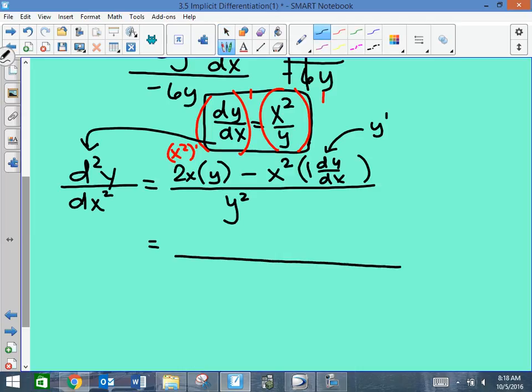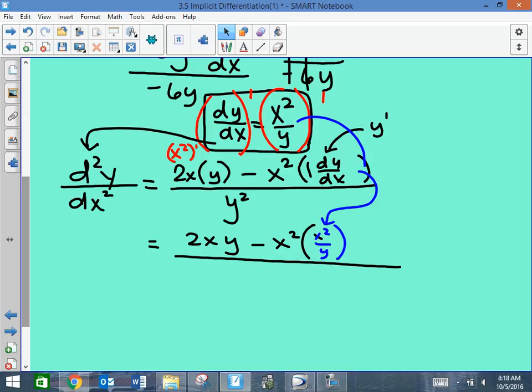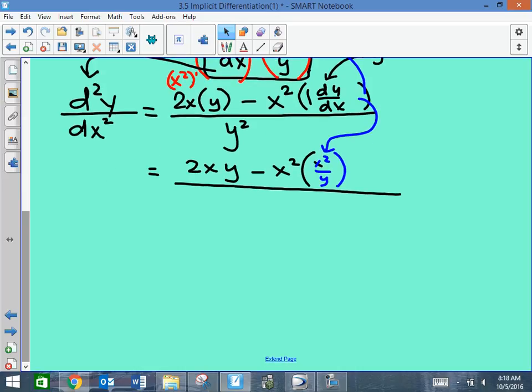Let's see what we can simplify. 2xy minus, what is dy/dx? So I'm going to put that in here: x squared over y from here. Okay? All right, now I'm going to simplify. Again, I'm leaving the second derivative alone because that's what I want.